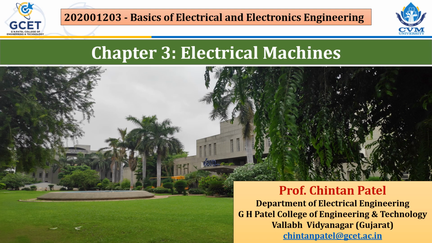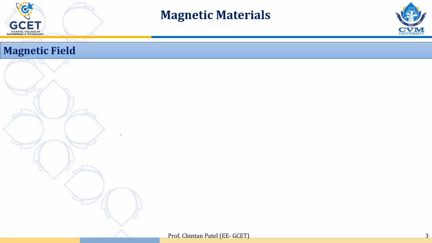Hello everyone. In this session, we will discuss chapter number 3, electrical machines. Before discussing electrical machines, let's have a brief review of magnetic materials. Magnetic materials are the materials which are used to prepare a core in electrical machines.